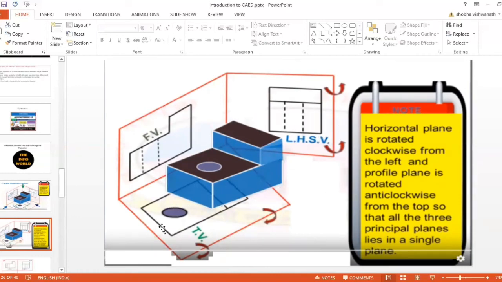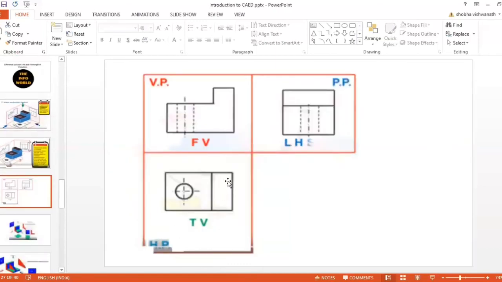So how are you going to represent this in a plane of sheet? When you rotate this, the line between the vertical plane and the horizontal plane you can call the xy line. And the line between the vertical plane and the side plane we can call the x1 y1 line. Now we can see the next drawing. When you rotate, this will be the drawing.